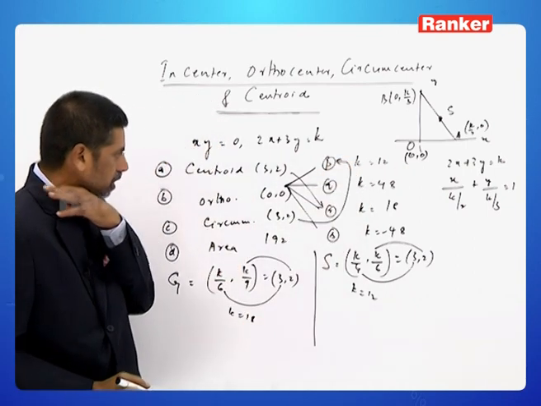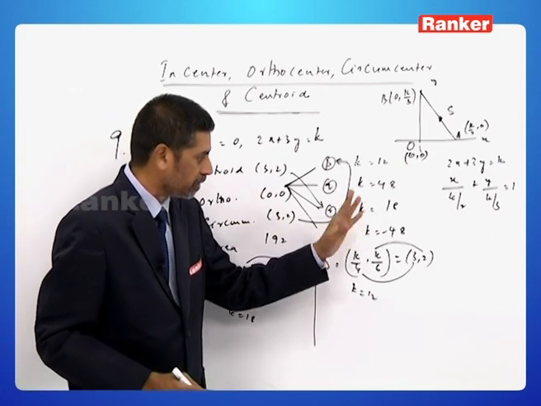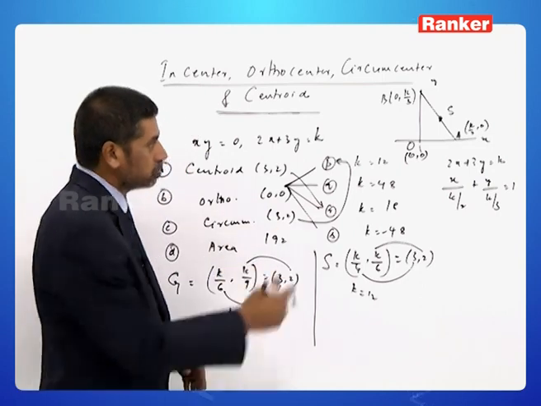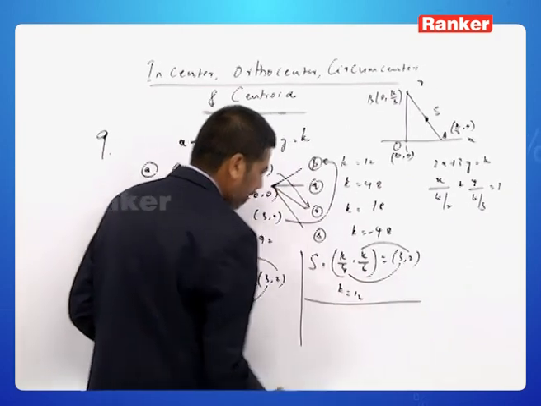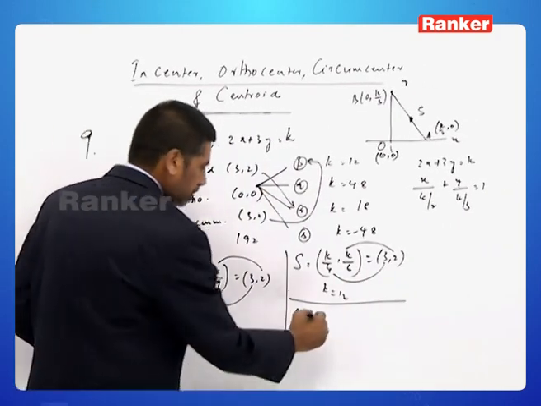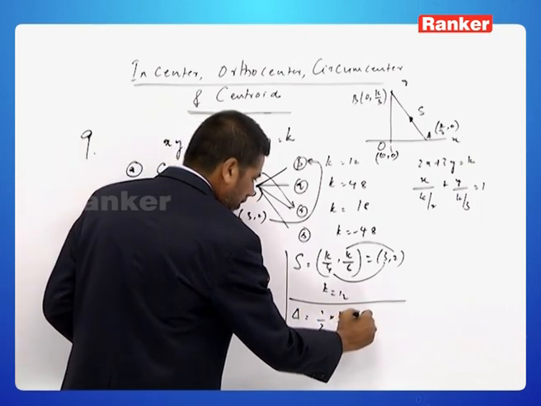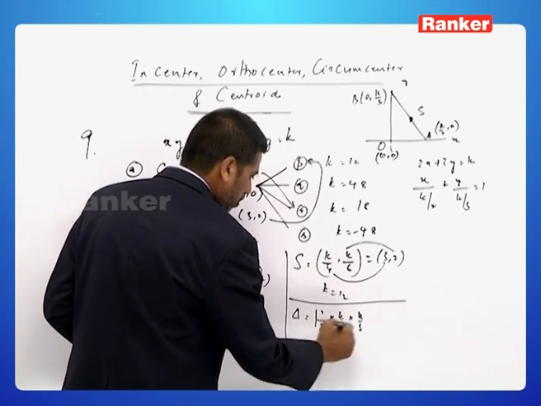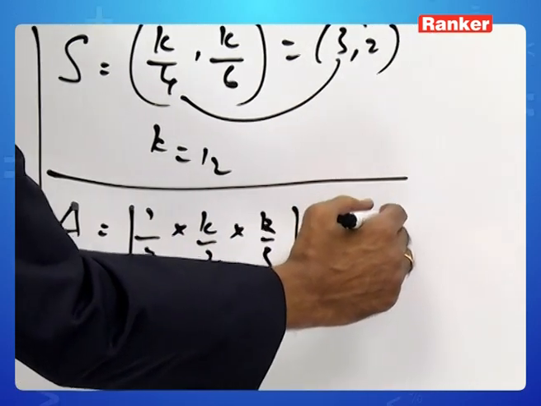Now let's come to the last one. So it's going to be a tie. k is equal to 48 or minus 48. Area of the triangle is 192. Look at the triangle, please. The triangle is right angled. So the area is half into base into height. So half into k by 2 into k by 3, in modulus, is equal to 192.